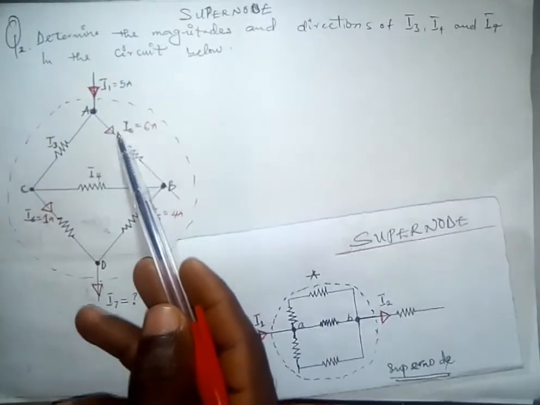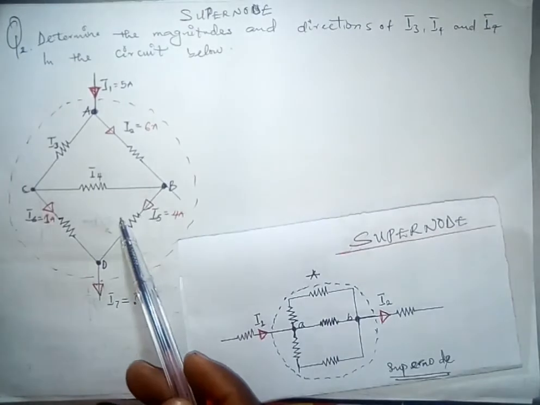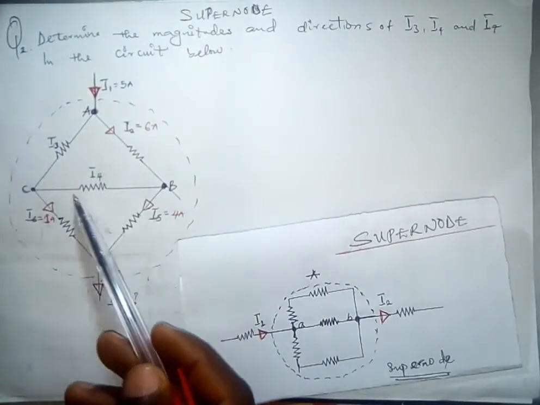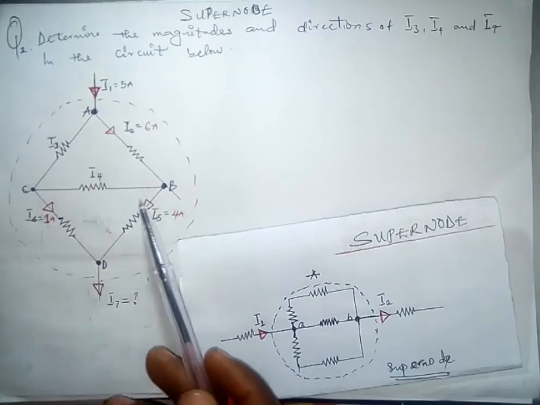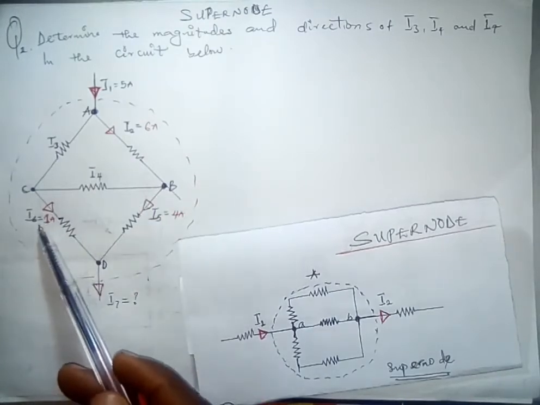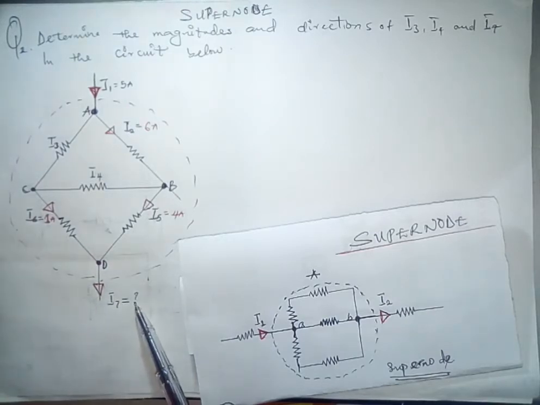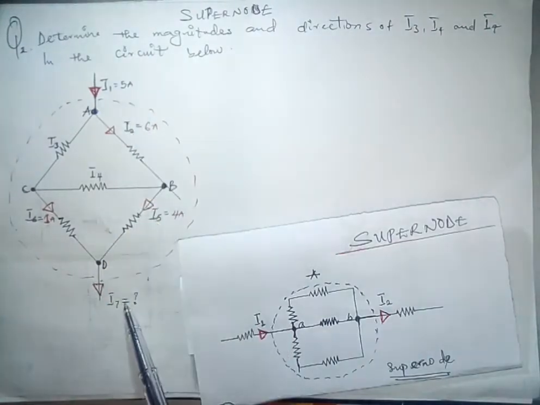That is what we are looking at here. We have I2 to be 6 ampere, I3 is not given, we don't know the value, I4 is not given, I5 is 4 ampere, I6 is 1 ampere, and I7 is unknown, which is what we are looking for. We are expecting 5 ampere at the other end of this question. That is what we are going to look at now together, starting from the beginning.